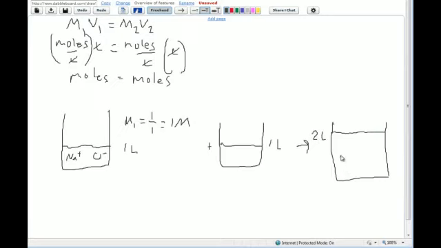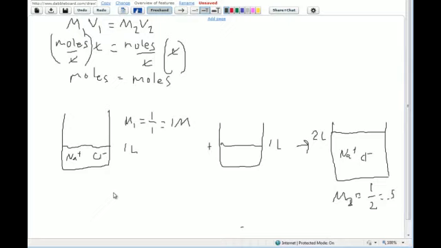Again, we have a volume of 2 liters, but since we didn't add any new sodium chloride, our 1 mole of sodium chloride is now in 2 liters. So in our final solution, we have a molarity that equals 1 over 2, or 0.5.